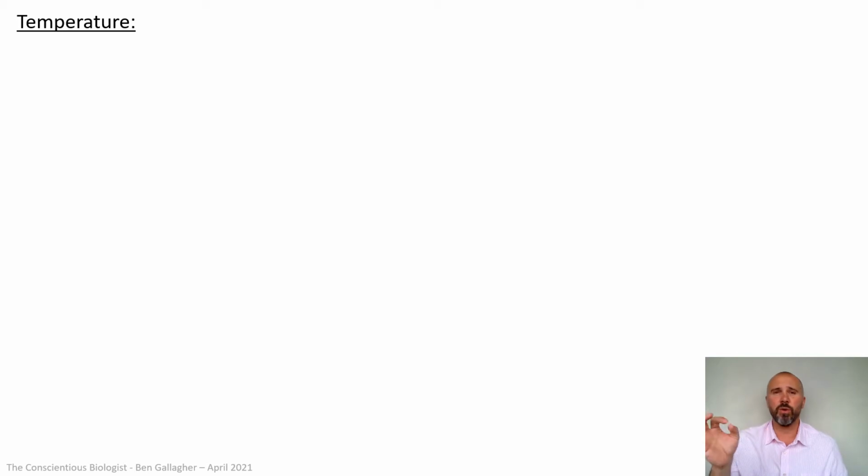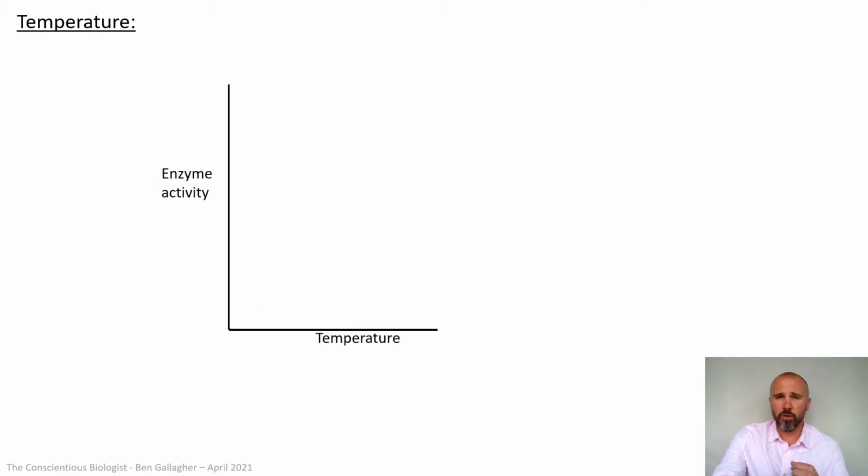So first up, the classic factor, temperature, comes up all the time in GCSE. You probably have to answer a question on it in GCSE, so you ought to know this already. So we're going to go quite quickly. So if we pull up a graph here with temperature along the bottom and enzyme activity along the side, the obvious start point is that we increase in the enzyme activity as temperature increases.